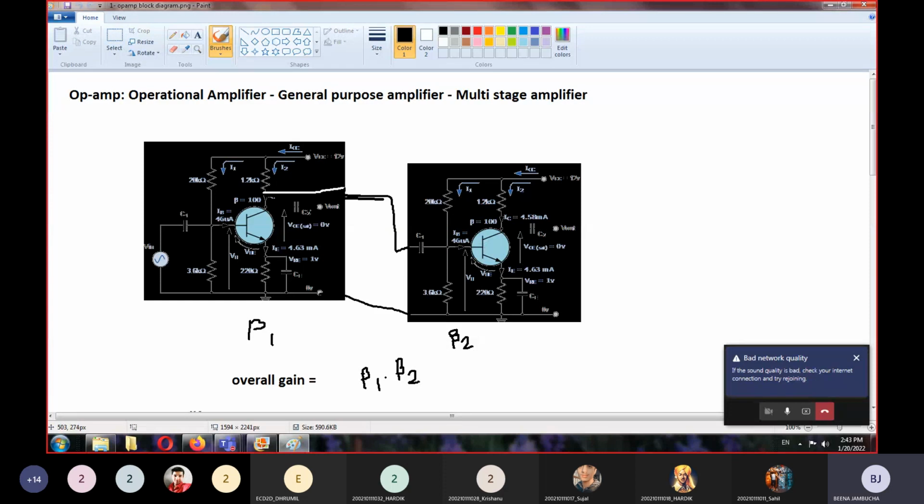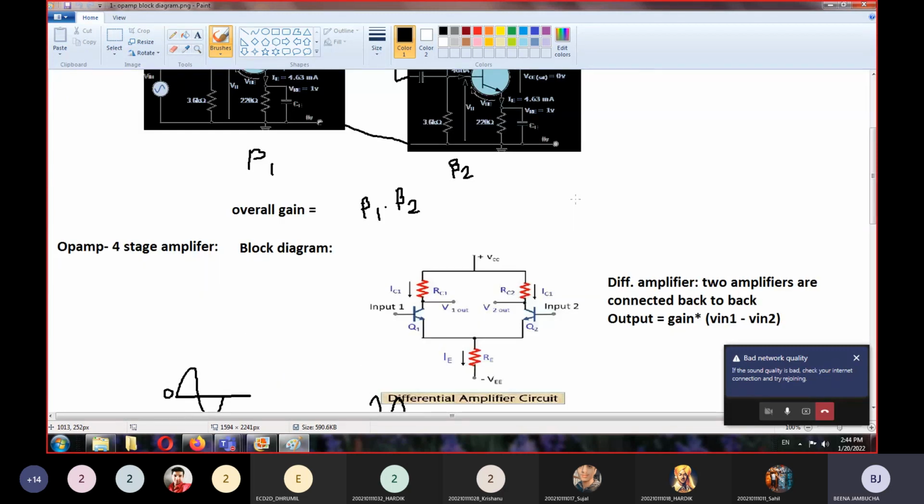Then when we cascade both the amplifiers, the overall gain at this output point is beta 1 into beta 2, right? So your gain will be multiplied. So when a higher gain is needed, we use a multi-stage amplifier, right? You can add any number of amplifiers as per your requirement. Operational amplifier is also a multi-stage amplifier, and it consists of a 4-stage amplifier.